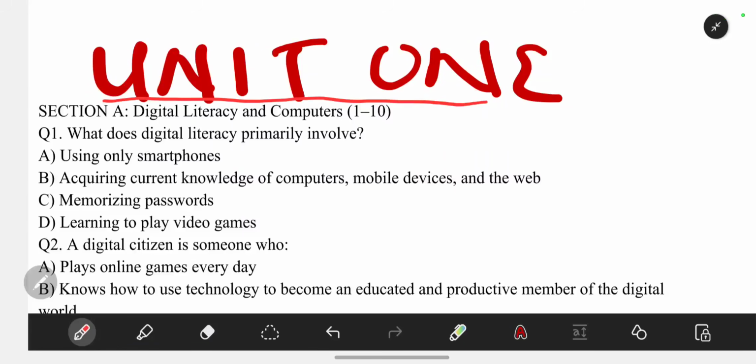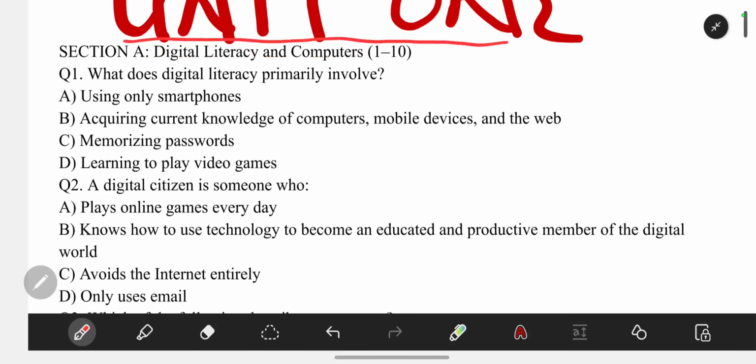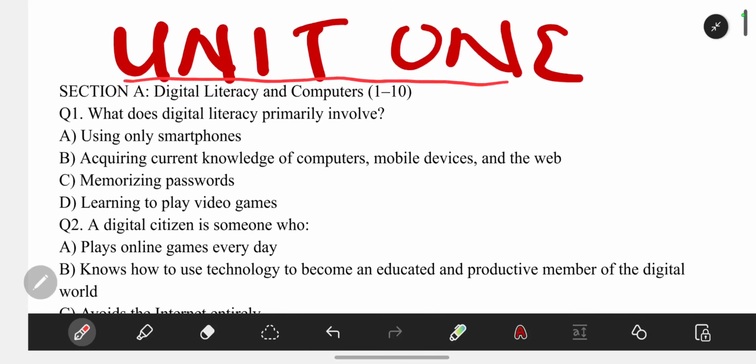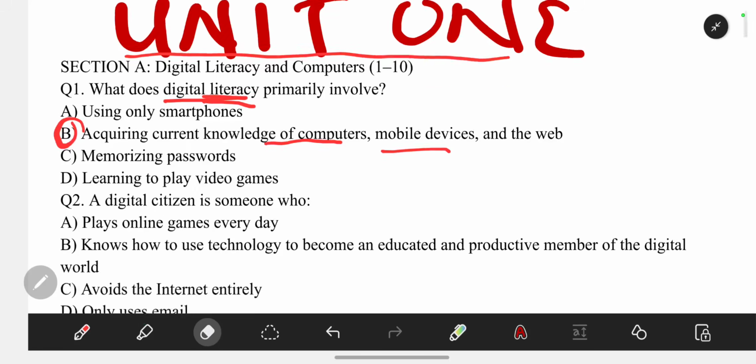So here today we are going to be looking at the introduction to computing, which is unit 1. So our first question says, what does digital literacy primarily involve? So digital literacy involves acquiring. So literacy has to do with acquiring knowledge. So the acquiring of current knowledge of computers, mobile devices, and the web. So that is what we call digital literacy. So you are acquiring not just any information, but current information or current knowledge of computers.